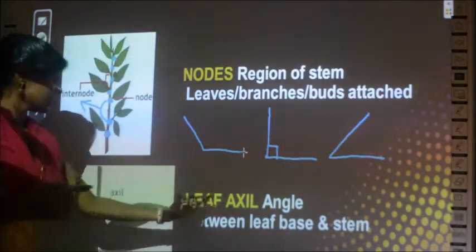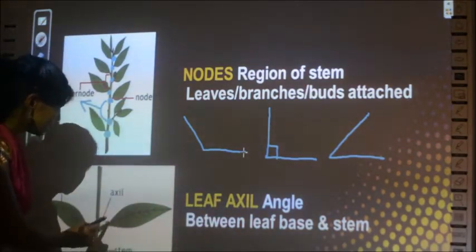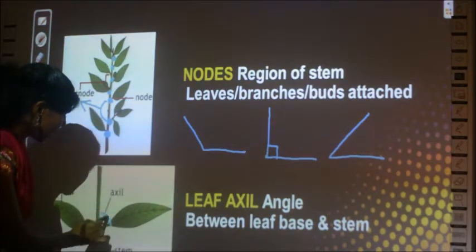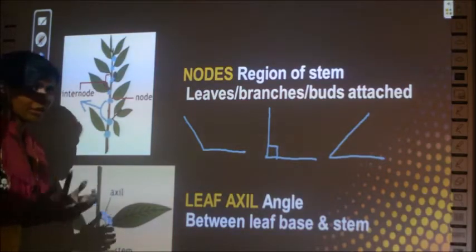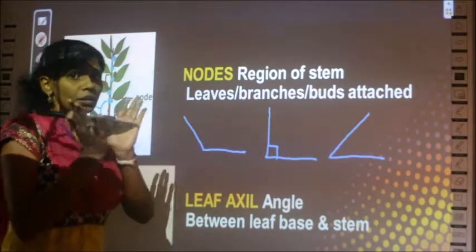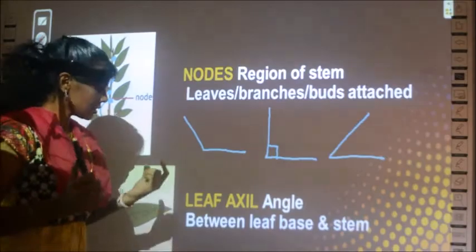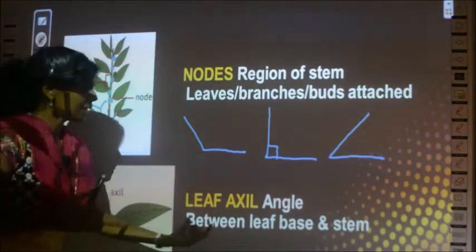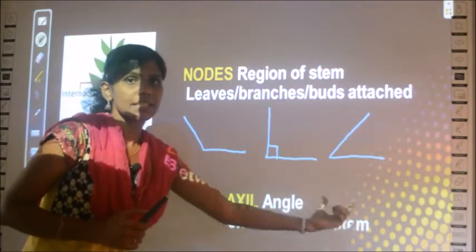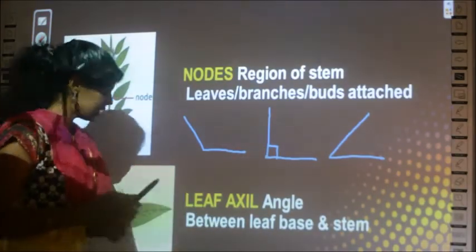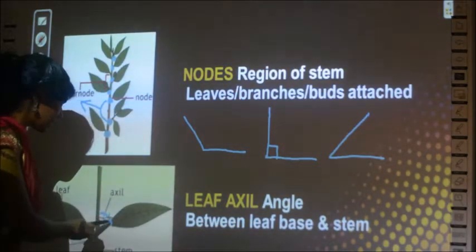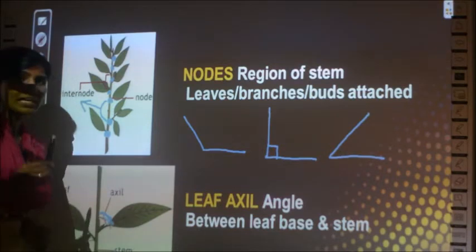So this leaf axil is an angle. See, can you see here? It is an angle between what and what? If there is an angle, it should be between two lines or something, right? So here it is an angle between the leaf base and the stem. A leaf axil is an angle between the leaf base and the stem.